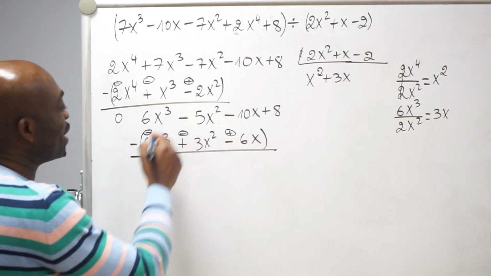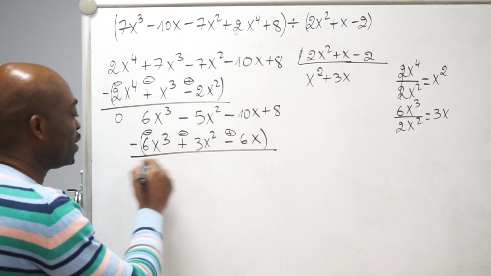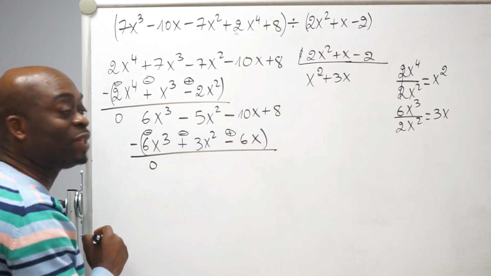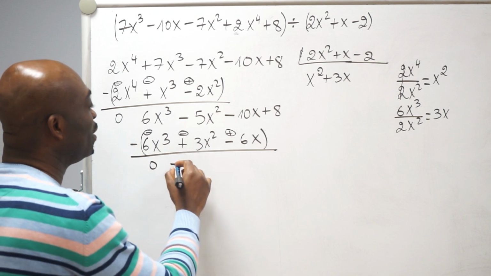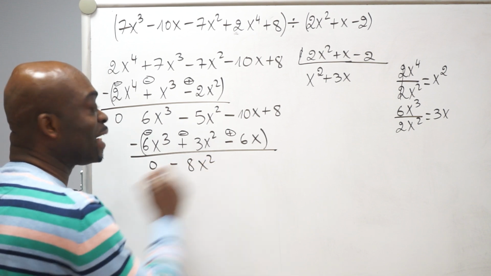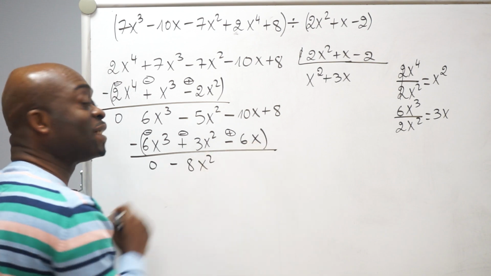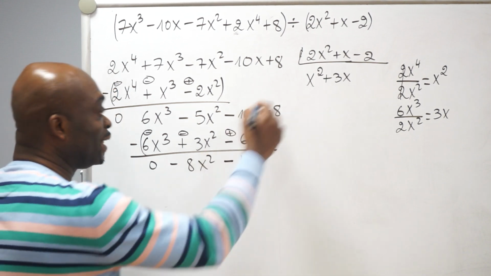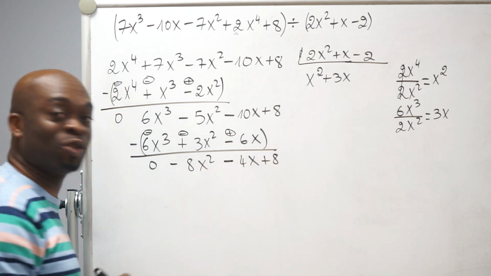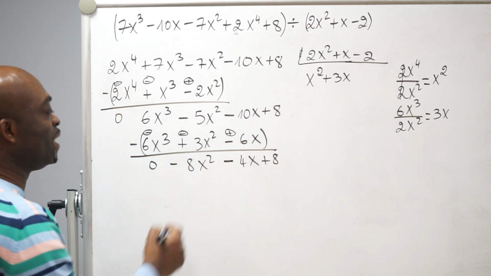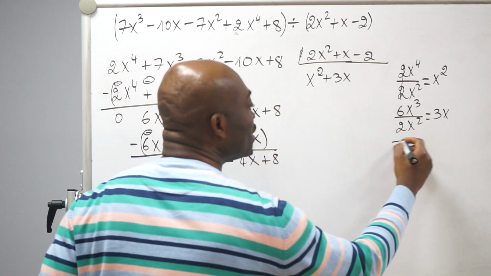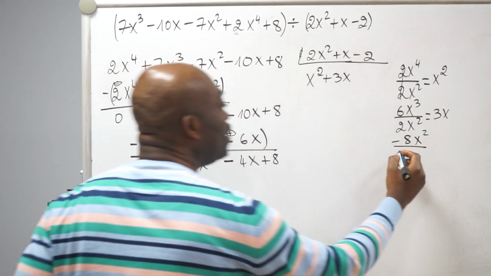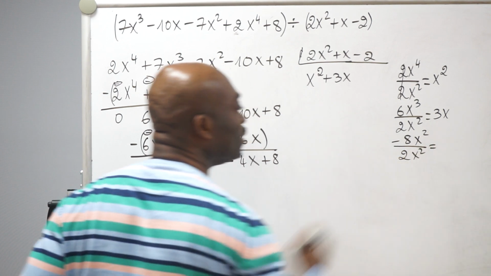All right? So 6x to the third minus 6x to the third gives us 0. Negative 5x to the second and then negative 3x to the second gives us negative 8x to the second. Negative 10x plus 6x gives us negative 4x. And then you bring down the positive 8. We good so far? And then the same thing: taking the first term here, negative 8x to the second, divided by the first term of the divisor, positive 2x to the second.